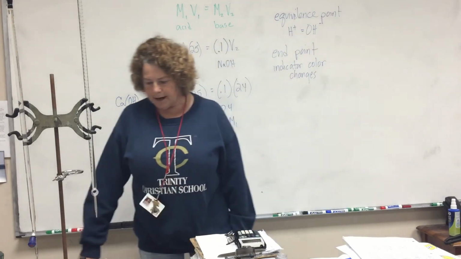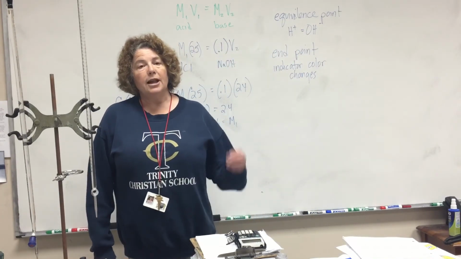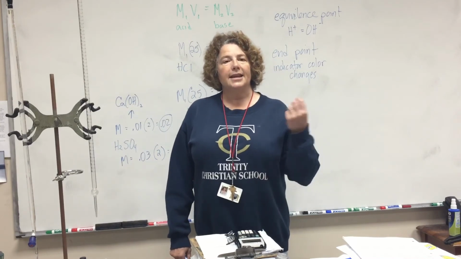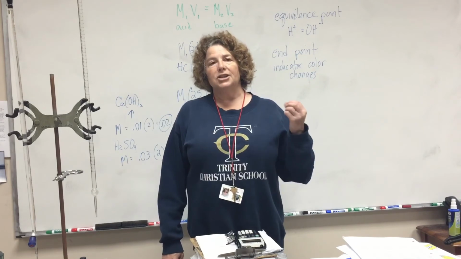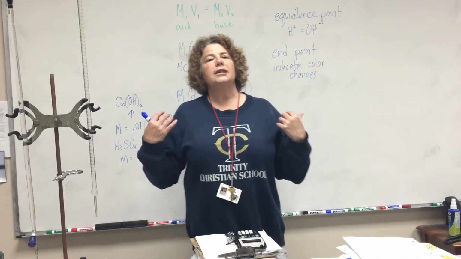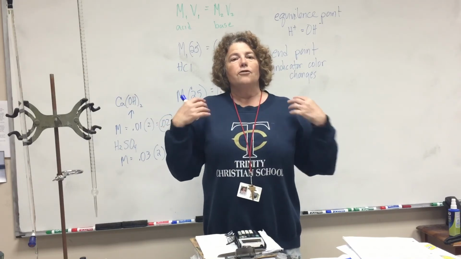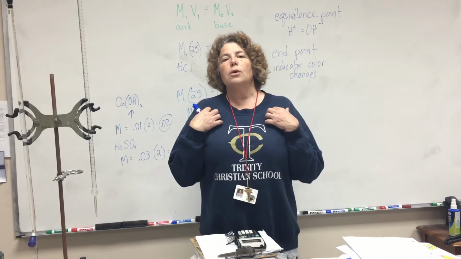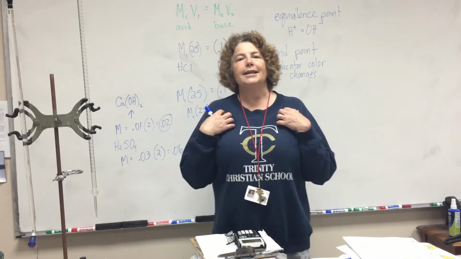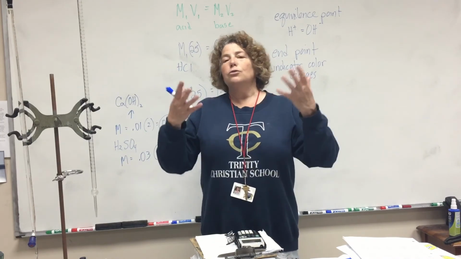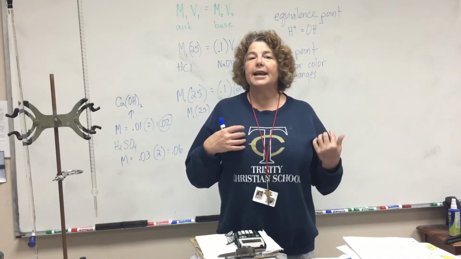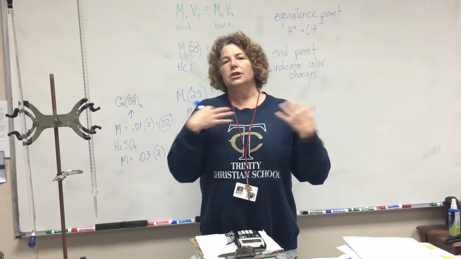So, last but not least is buffers. A buffer, like I said, is a combination of a weak acid and its conjugate base, or a weak base and its conjugate acid. Buffers are used to try to keep the pH level. For example, in your blood, you don't want it to get too acidic or too basic. You can read what exactly the buffer is in your book. But if you drink too much of something acidic, your blood will actually buffer it out.